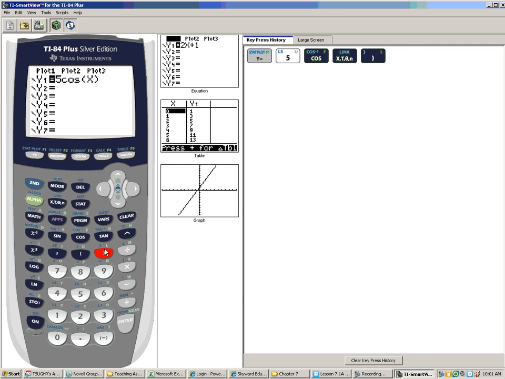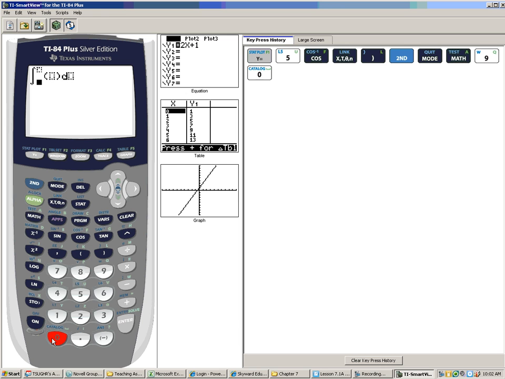So go second quit. Notice up here it's also showing you the steps, the actual buttons that I'm pushing. So when you come back and look at this online, if you struggle with it, the actual buttons will be on there as well. Okay? So we're going math 9 for fnInt. It wants the lower bound. We're going from 0 to 2 pi.